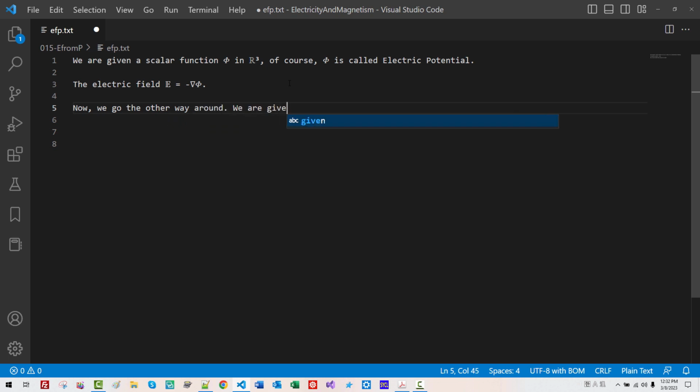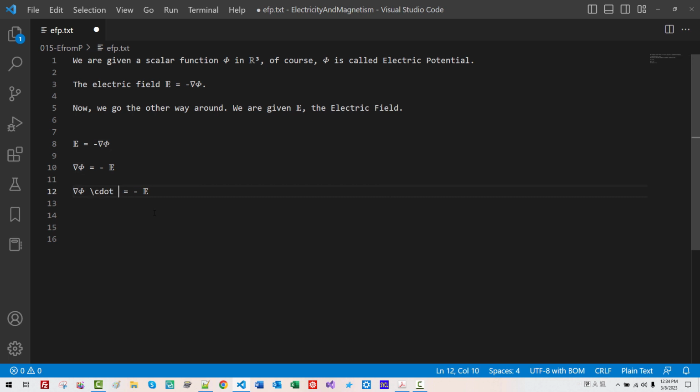We are given E, the electric field. How can we compute the electric potential phi from the electric field E? I will copy and paste. Then we go the other way around, like this. So we are going the other way around. Now we perform the dot product.